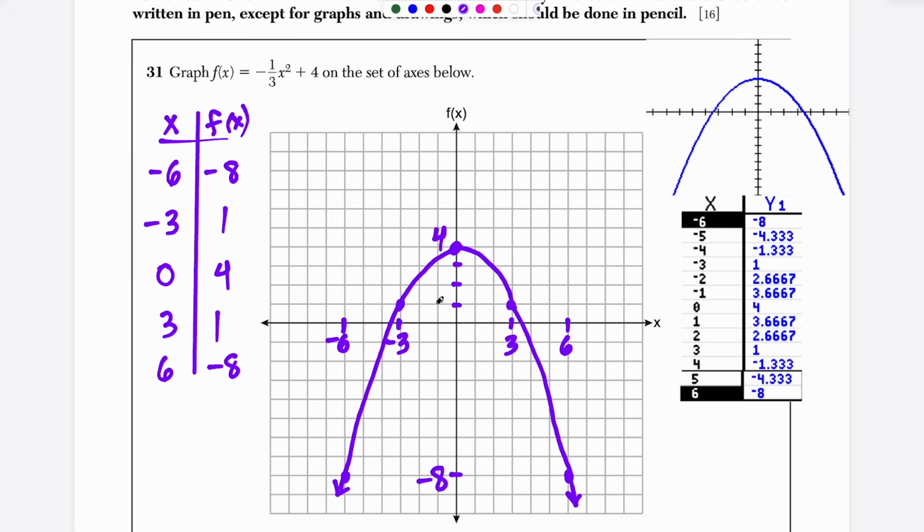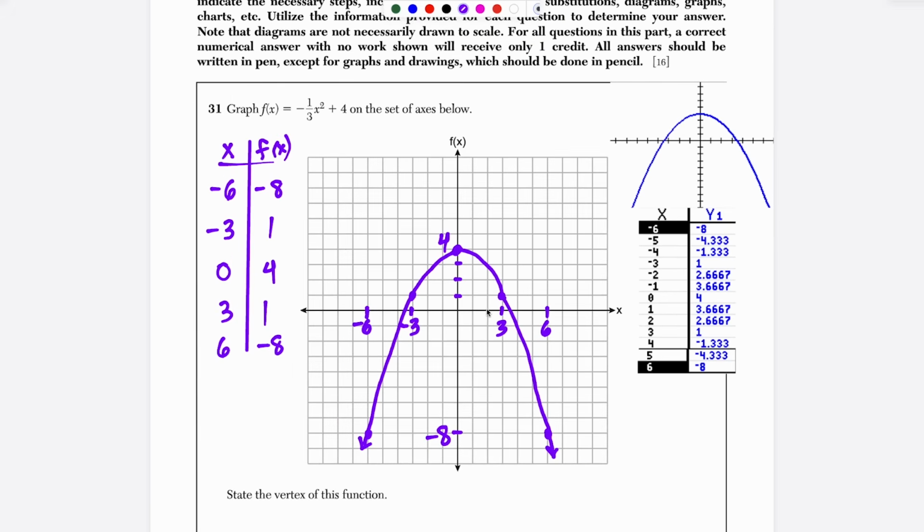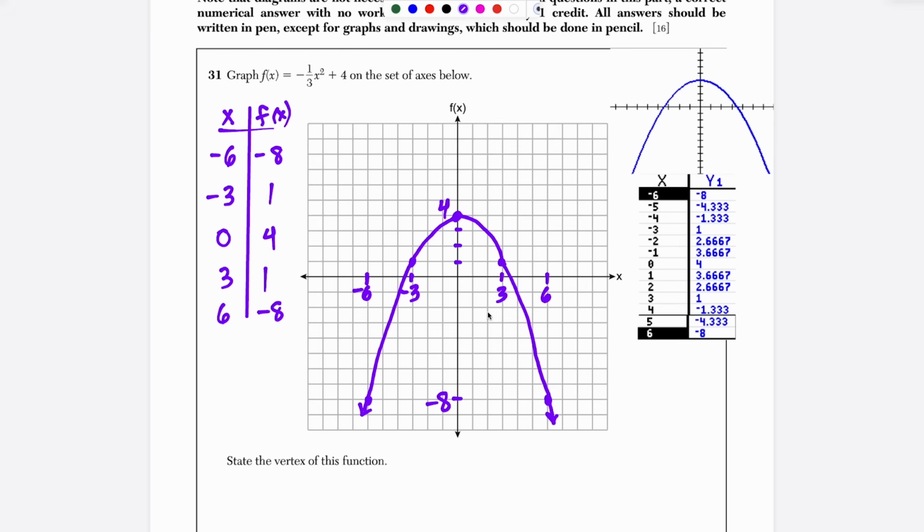So this graph of f of x is good, and now we can move on to the other parts here. So first we have to state the vertex. The vertex is the turning point of the parabola, and the turning point here is occurring at 0, 4. Okay, so our vertex is going to be at 0, 4. And we could even see in the table here that the values start to repeat surrounding 0, 4. So this is definitely our vertex.